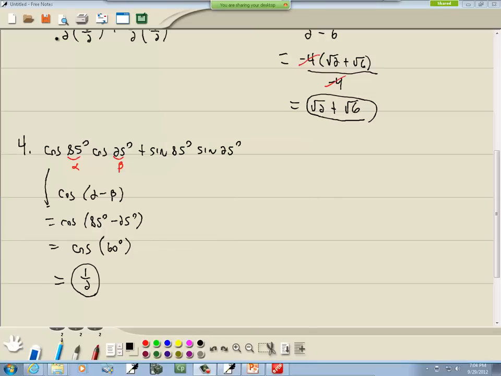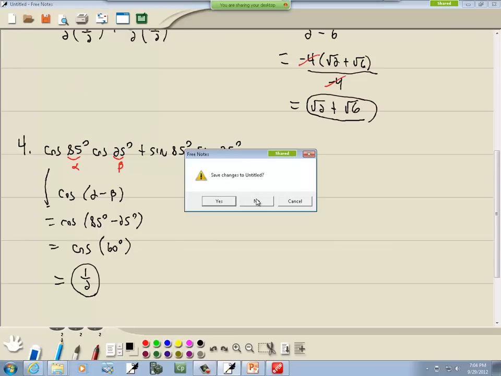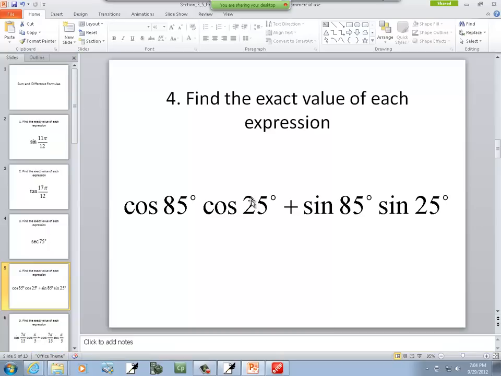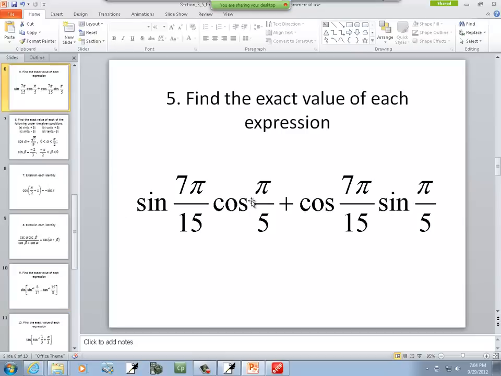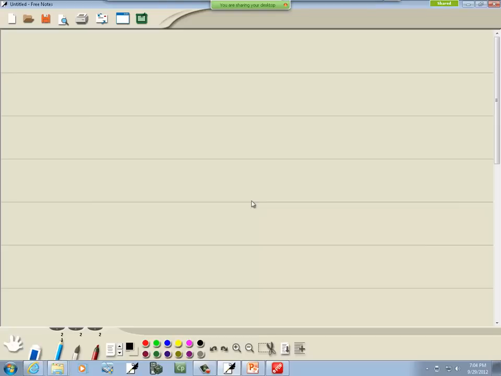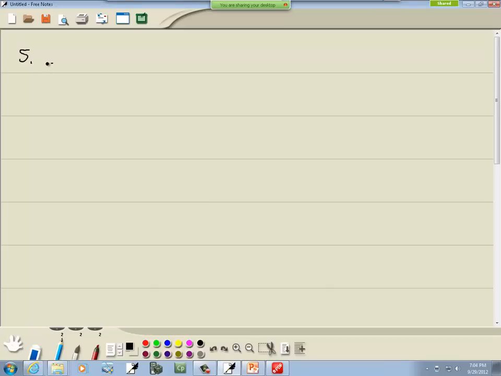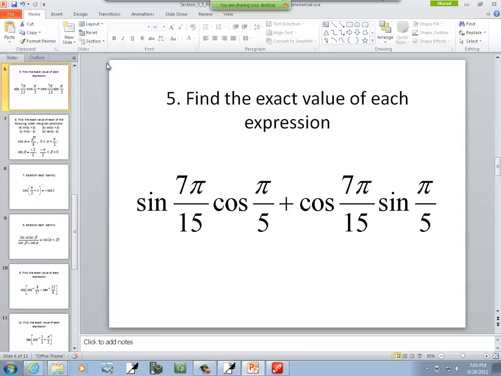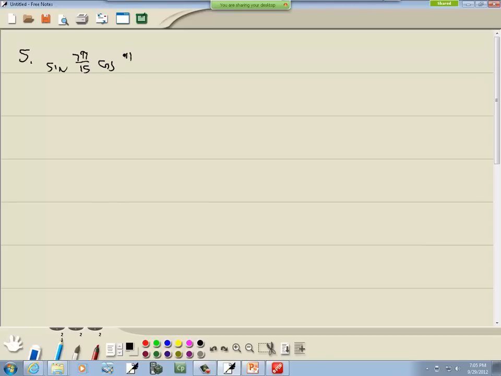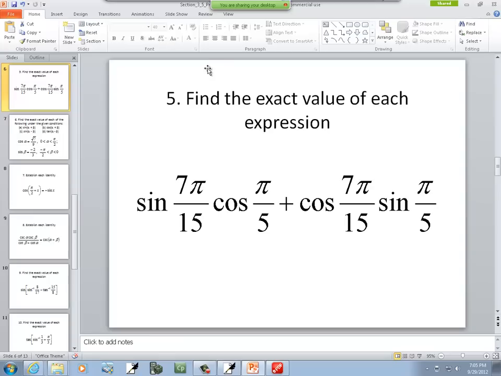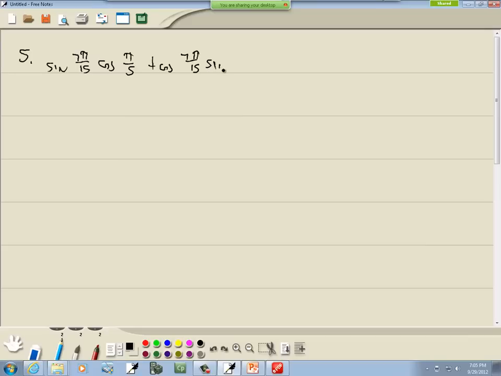There we go. And let's look at the next problem. Looks like another one to match. So we got sine of 7 pi over 15, cosine of pi over 5, plus cosine of 7 pi over 15, sine of pi over 5.